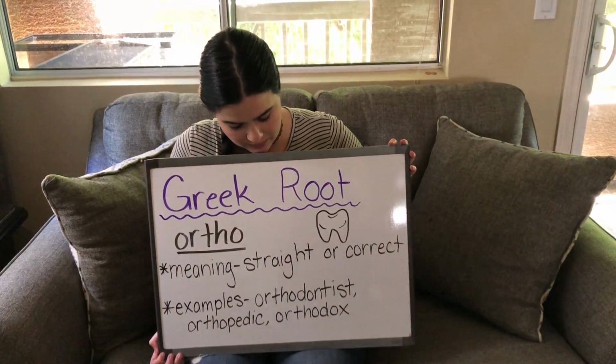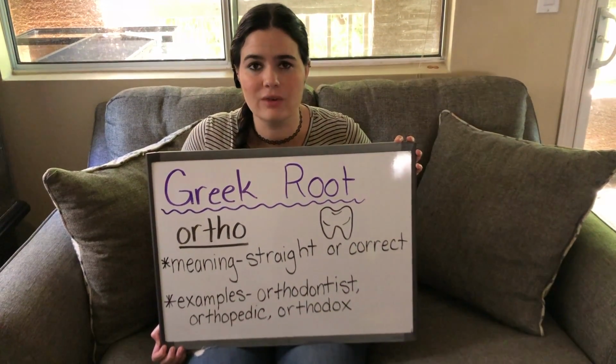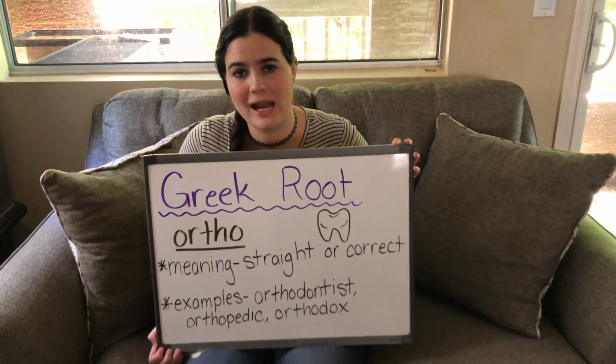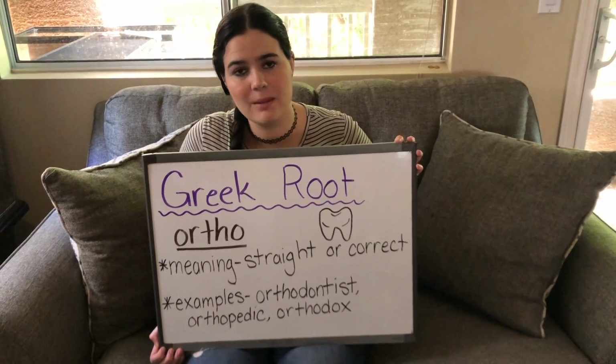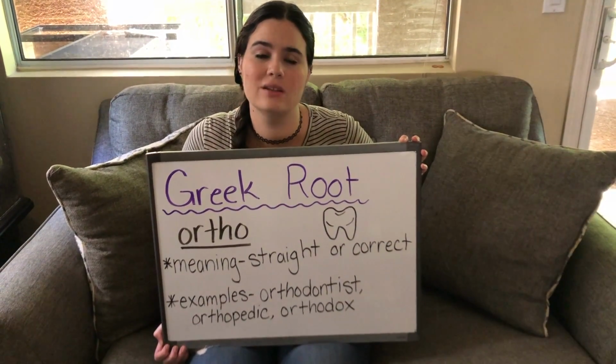And the last example is orthodox. Orthodox means traditional, and usually it's in reference to belief systems or practices that have been established for a long period of time and are seen as what is usual and correct.